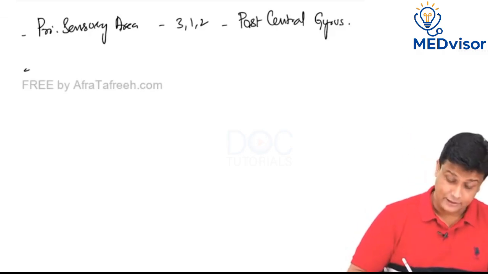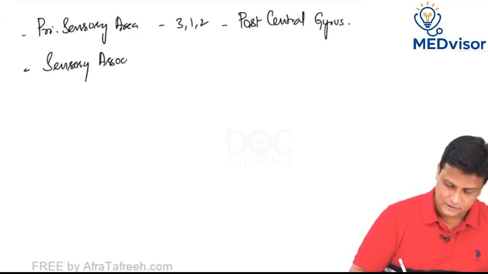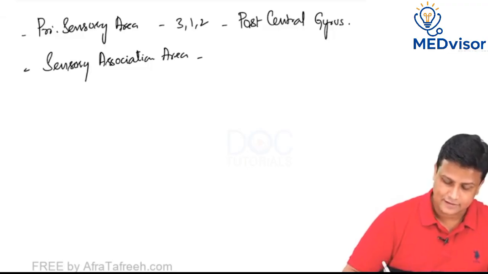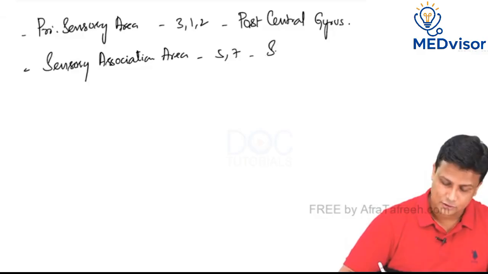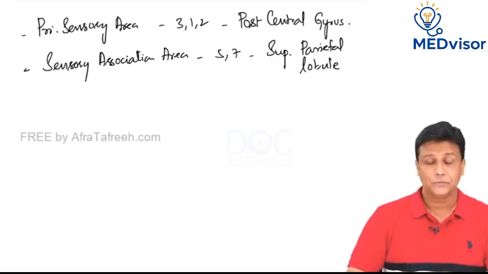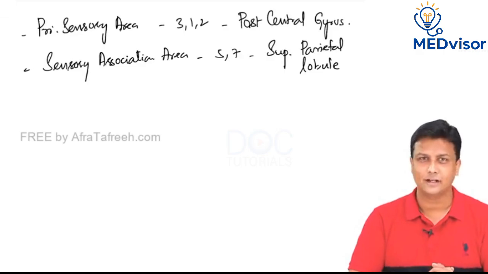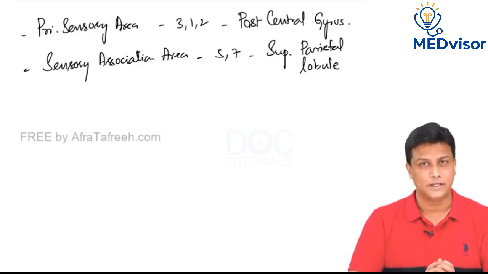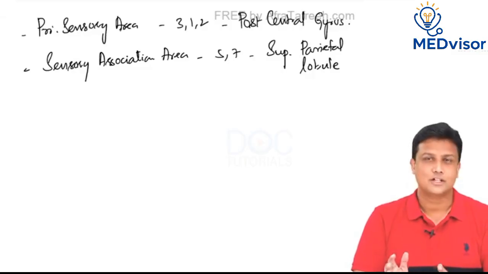Whereas the sensory association area will be area number 5 and 7, and that is actually located in the superior parietal lobule. I hope you all remember, I told you very clearly, when a gyrus is a bigger, larger one, it is no more referred to as gyrus, it will be referred to as lobule. Superior parietal lobule will have area number 5 and 7. That is the sensory association area.